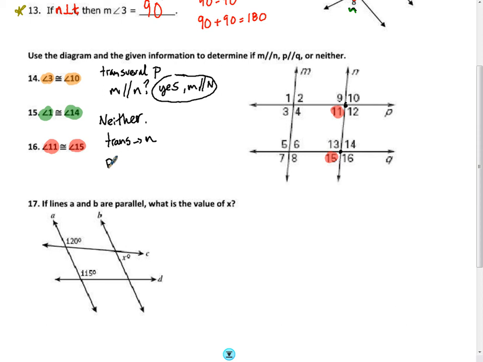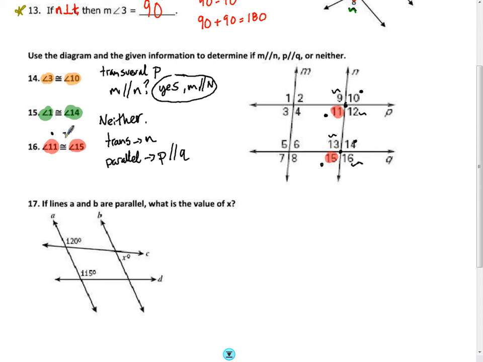And if I'm trying to prove P and Q are parallel, I need to look at their relationships. If this was a dot, then 10 would be a dot, squiggle, squiggle. Same pattern would exist. So since 15 is a dot and 11 is a dot, then I know they're congruent, and they are. Dot is congruent to dot. So that means, yes, P and Q are parallel.